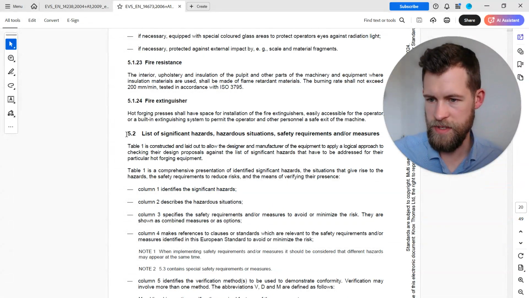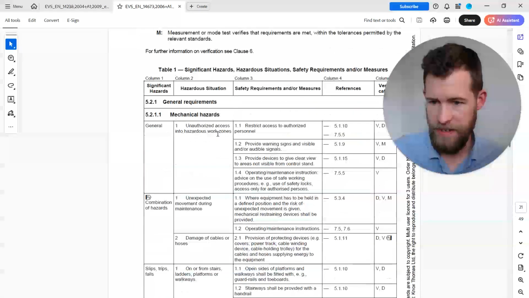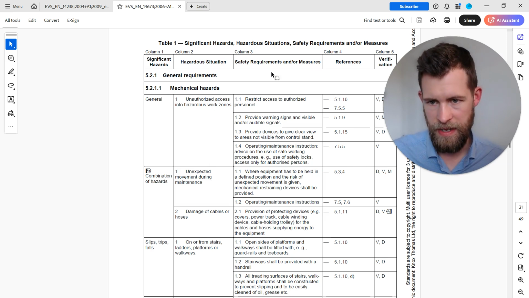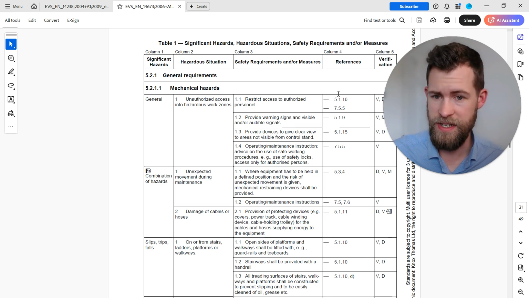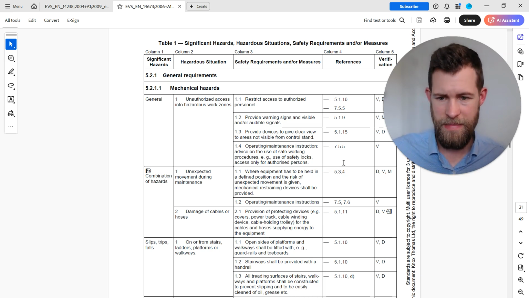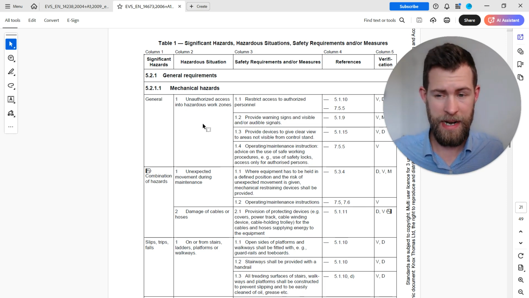So what we've got here is section 5.2, and this is a list of significant hazards, hazardous situations, safety requirements or measures. So they've identified the significant hazardous situations, and they've listed them down here. So you've got significant hazards. What are they? General, combination, slips, trips, and falls. And then you've got whatever the hazardous situation is that's occurring with the machine at the time. And then you've got the safety requirement or the measure. Now, there's actually another reference within this document that gives you a more tangible, a more specific safety measure that is required to mitigate, to control whatever the hazard is. But this is the backbone of your risk assessment.